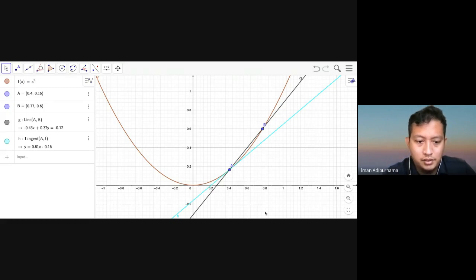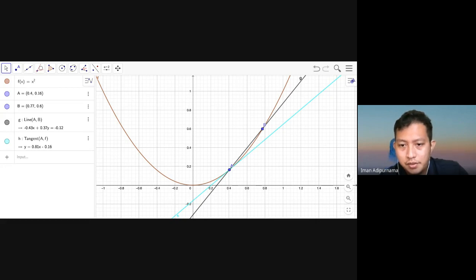Let me copy the graph first. We are going to use this graph in our notes. Okay, let me move the picture first.